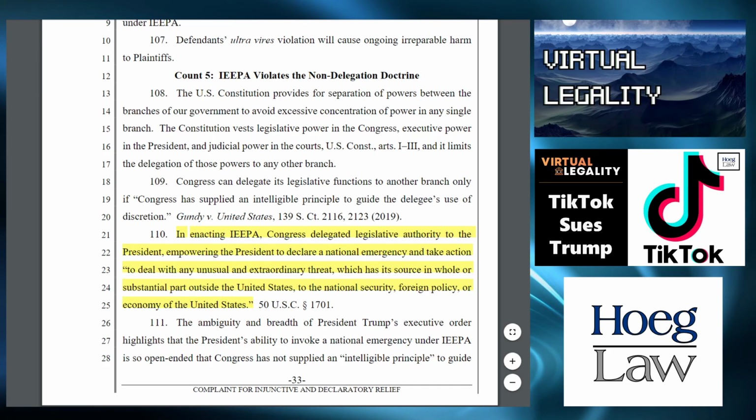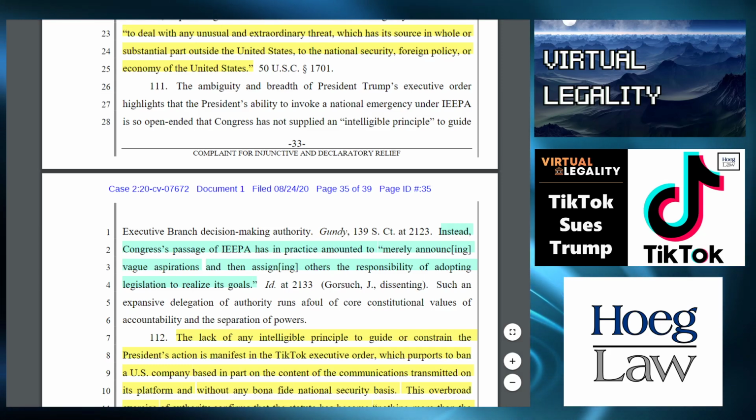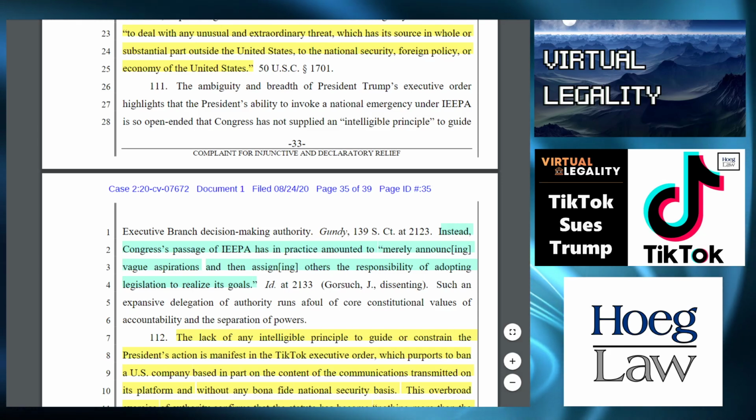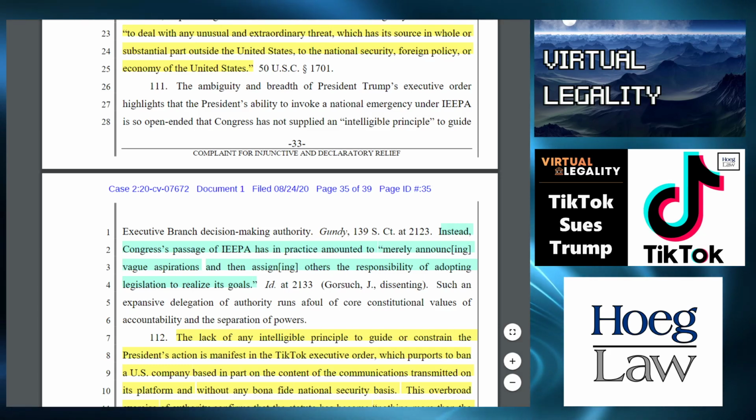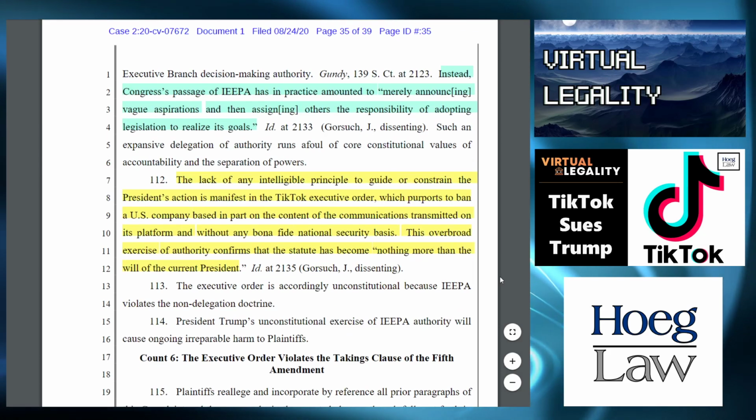Then you have IEEPA violates the non-delegation doctrine, the nuclear bomb of this lawsuit complaint. In enacting IEEPA, Congress delegated legislative authority to the president, empowering the president to declare a national emergency and take action to deal with any unusual and extraordinary threat. The ambiguity and breadth of President Trump's executive order highlights that the president's ability to invoke a national emergency under IEEPA is so open-ended that Congress has not supplied an intelligible principle to guide executive branch decision-making authority. Instead, Congress's passage of IEEPA has in practice amounted to merely announcing vague aspirations and then assigning others the responsibility of adopting legislation to realize its goals.